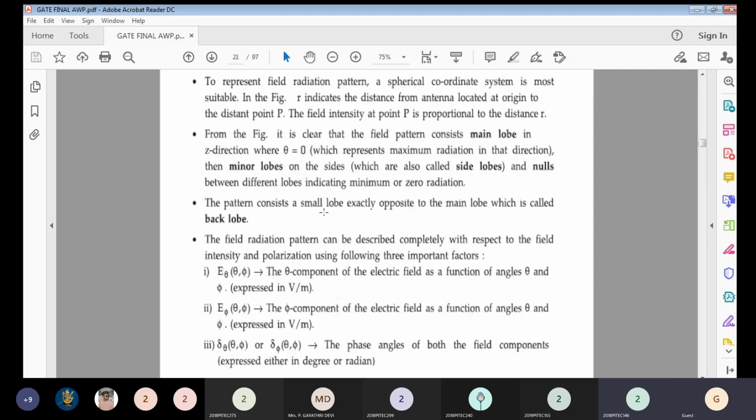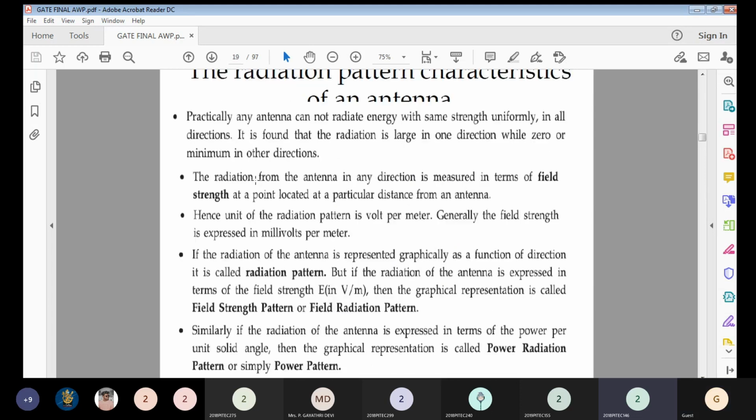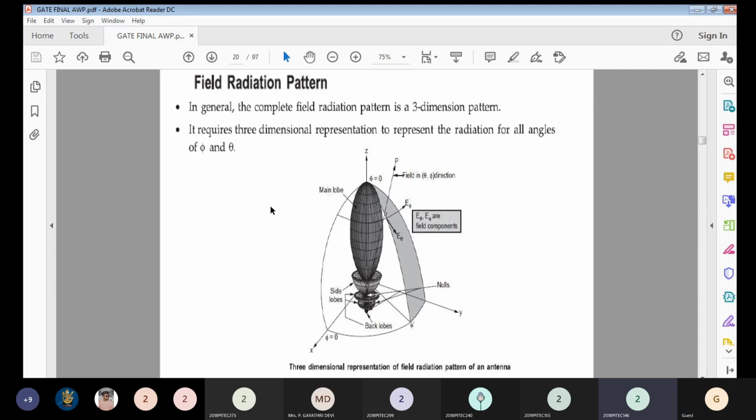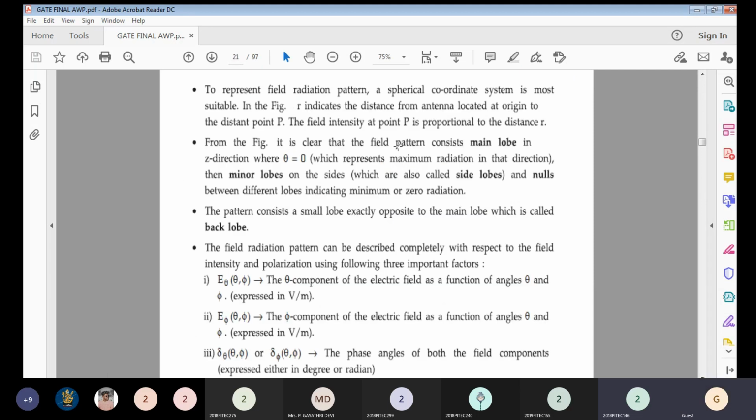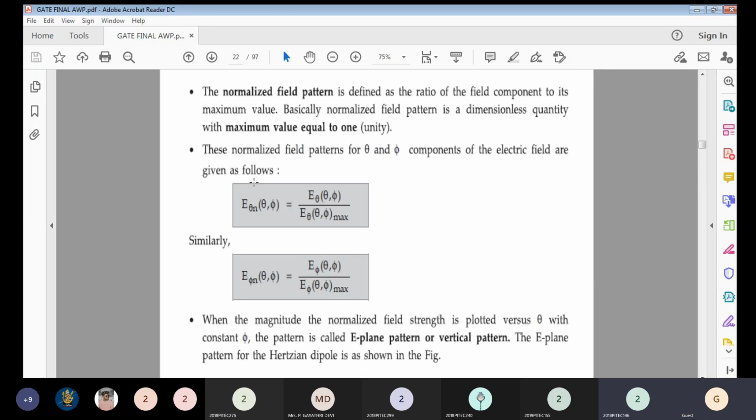So that's what is discussed here. Here you can see, we have the main lobe, and we can have the back lobe also. Those variations are calculated with the help of the Cartesian coordinate system, theta and phi. And these are the formulae which we get from our field pattern.